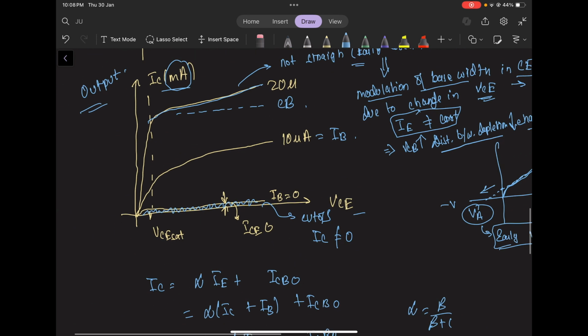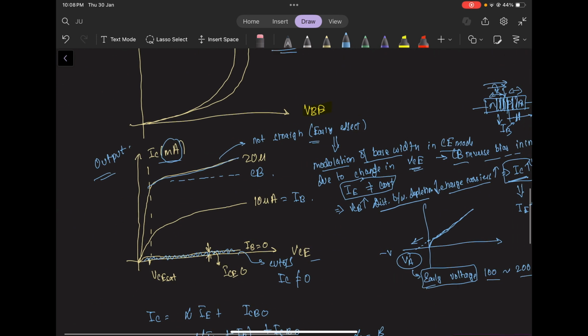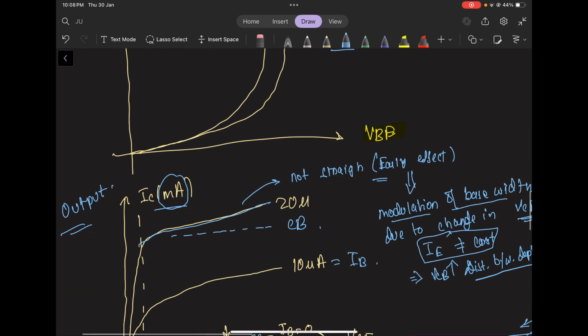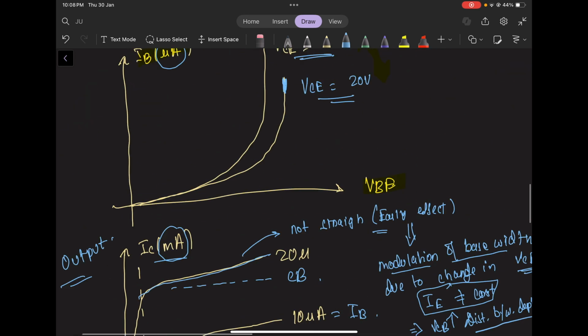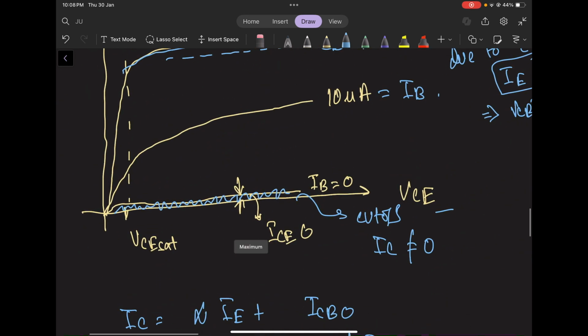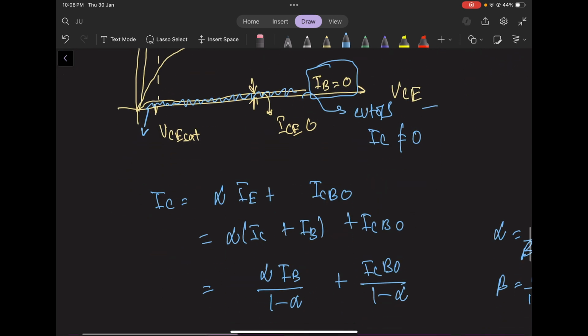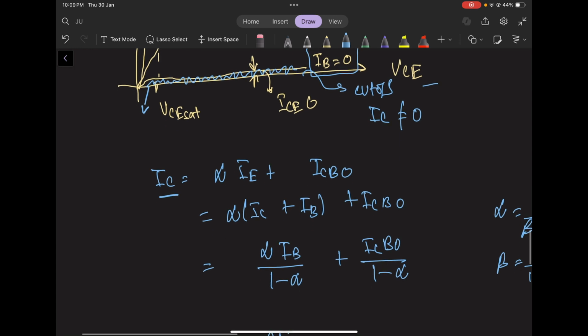represented by VA. The other changes, see, in the common base, we had a well-defined cutoff region below the x-axis. For the common emitter amplifier, the cutoff region is this random region underneath the curve IB equal to 0. This is also a proof: when IC is represented in common emitter mode, we see that it comes as alpha I plus ICBO.